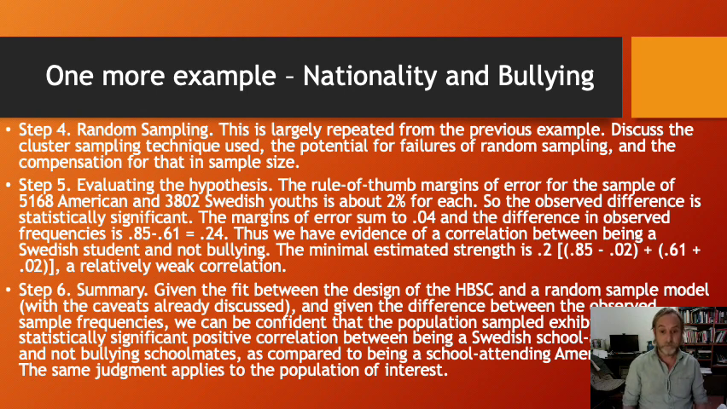Okay, so now step 5, evaluating the hypothesis. So where do we find this weak correlation? How do we decide this? Well, the rule of thumb margin of error for samples of 5,000 and 3,800 is 2% each, close enough. So that means the observed difference is statistically significant if you look at, and here we're doing the quick rule of thumb, the margins of error sum to 0.04. The difference in the observed frequencies is 0.85 in Sweden, 0.61 in the US, so that's 0.24. That's definitely bigger than 0.04. So evidence of a correlation.